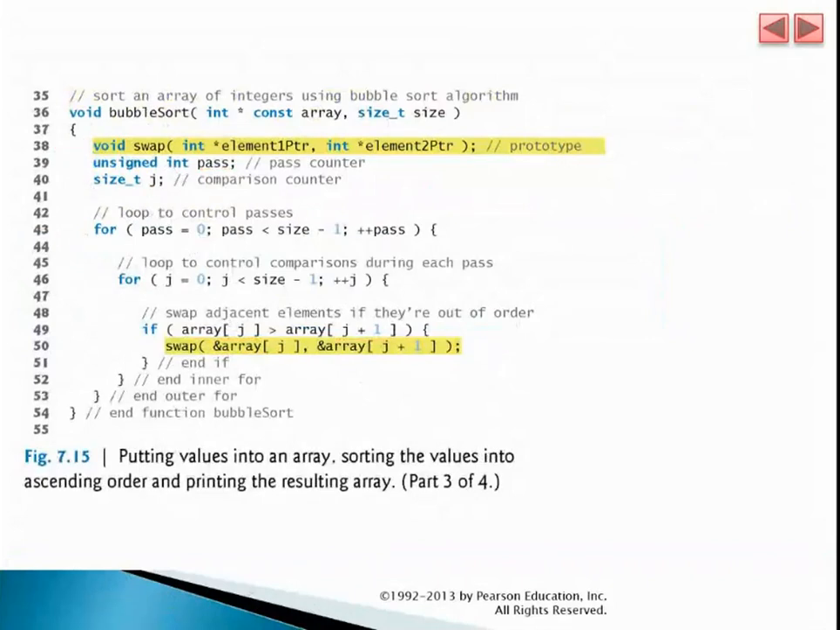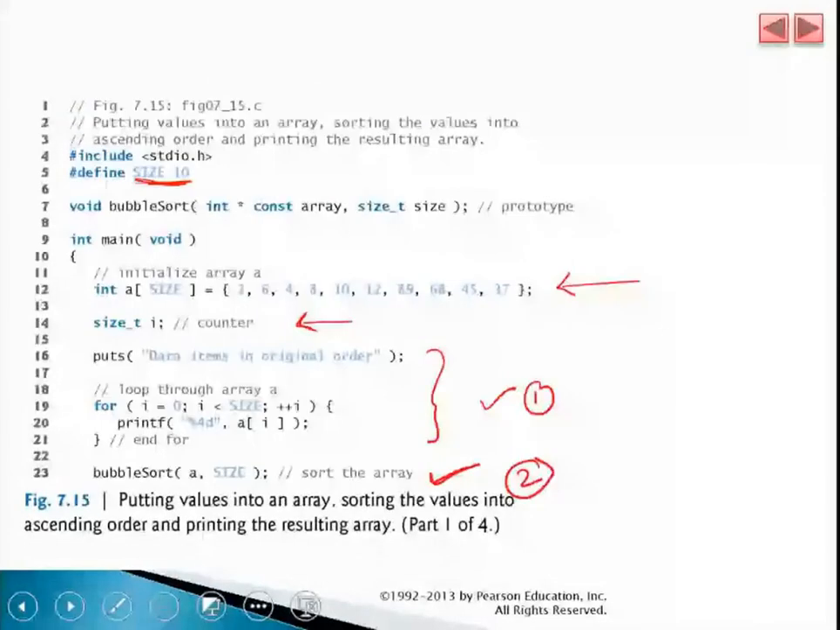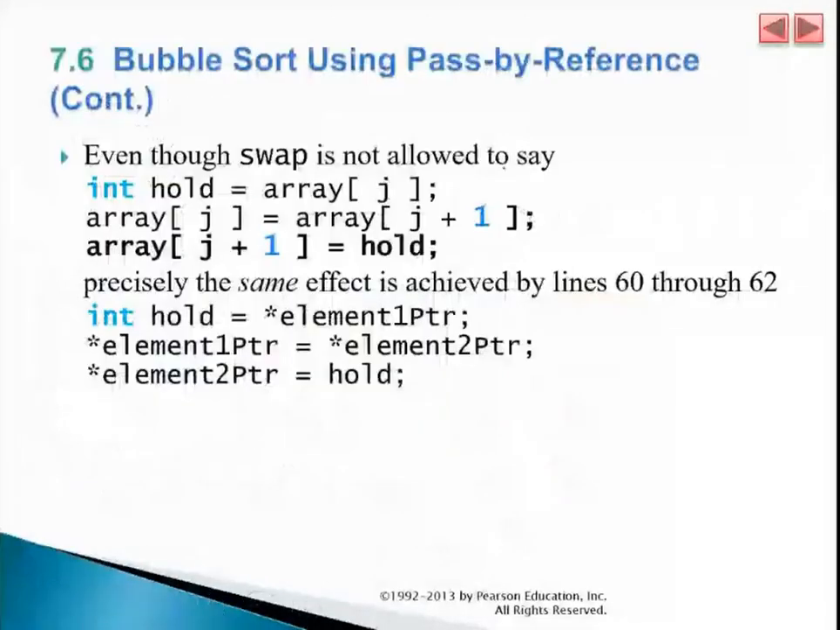Okay, ma'am. This is the bubble. Yes, ma'am. So, let's see, this part actually, right? So even though swap is not allowed to say this, if you write in this manner, this is call by value. If you want to convert this into pass by reference, what you have to write, you have to write. So both of these have the same effect.